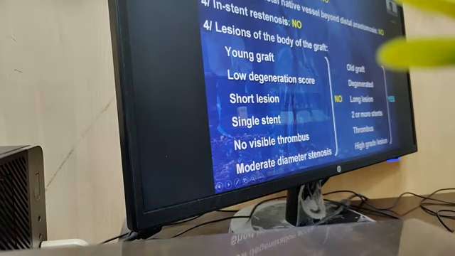When to use protection devices? Lesions of the proximal anastomosis, there is no need. Lesions of the very distal anastomosis, there is no need. Lesions of the body of the graft: old graft, degenerated graft, long lesion, two or more stents, thrombus, high-grade lesion, this is where you have to use protection devices, and you should know how to use them very well. If you are not fully aware of it, take help from a colleague who has used it, because the most important thing is the safety of the patient. Whenever you do angioplasty, I tell all the young angioplasty operators: safety first, success second. But of course, the combination of safety and success is required for interventional cardiologists.